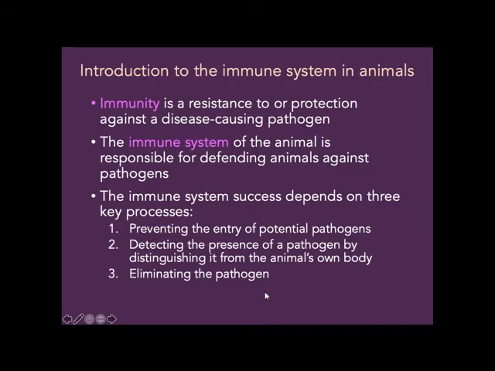Okay, so the immune system depends on three basic processes for success. The first one is preventing potential pathogens from getting in the first place. The second one is detecting the presence of the pathogens and being able to tell what's a pathogen and what's your own body. And then the third part is to eliminate the pathogen.